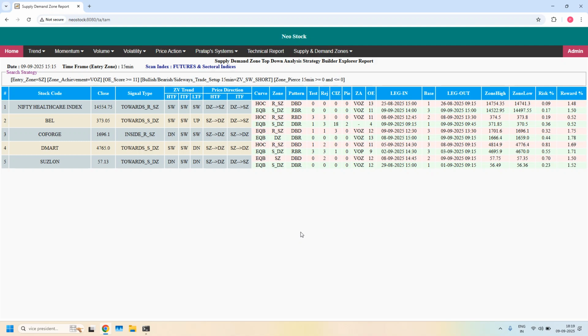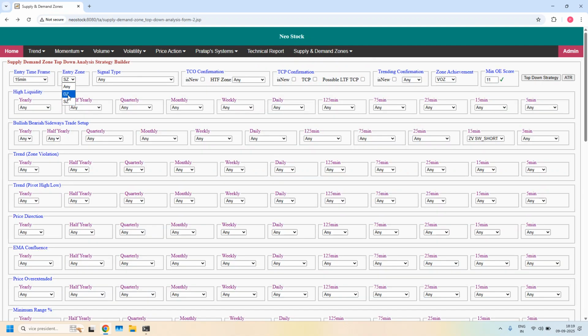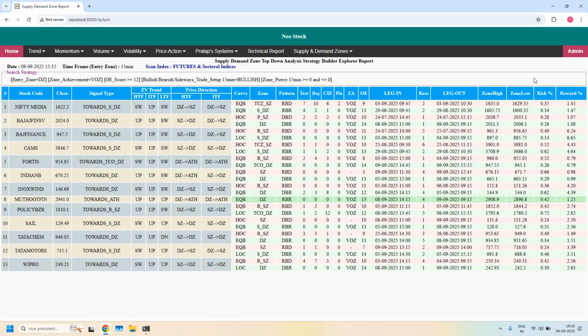Okay, next, bullish trade setup for daily income trade. Entry time frame zone, 15 minutes demand zone. Here, bullish or bearish, I am selecting bullish, and the minimum odd and enhanced score should be 12. Let's filter. We got 13 stocks filtered that are supporting bullish trade setup for daily income trade, and the entry time frame zones are 15 minutes demand zones. So like that we got total 13 stocks.